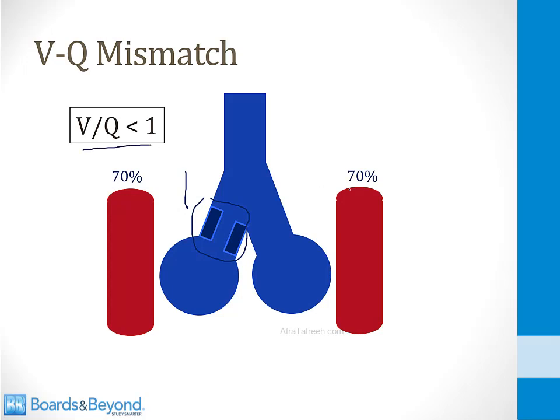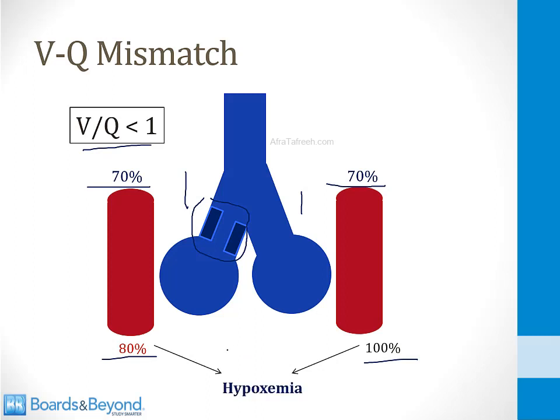Well, let's talk about what's going to happen. Now, let's go through the normal side on the right first. Blood's going to enter at 70% oxygen saturation. It's going to leave fully saturated, and then it's going to head out into the arterial system. On the left side, blood is going to enter at 70% oxygen saturation. It will leave with slightly more oxygen, but it will not be fully oxygenated. For example, it may get up to 80% oxygen saturation. When these two streams mix in the arterial system, that's going to lead to hypoxemia.